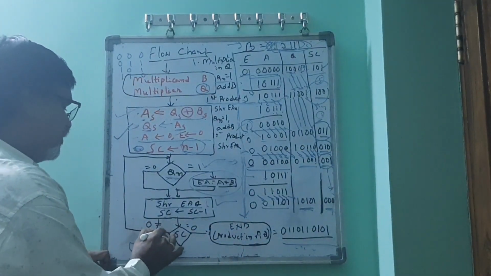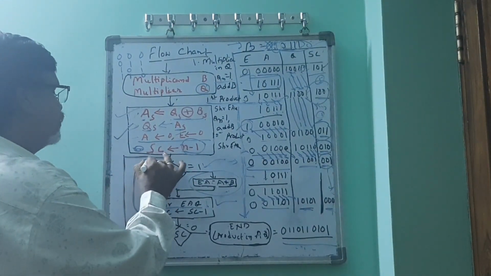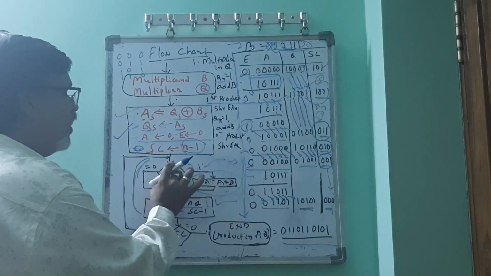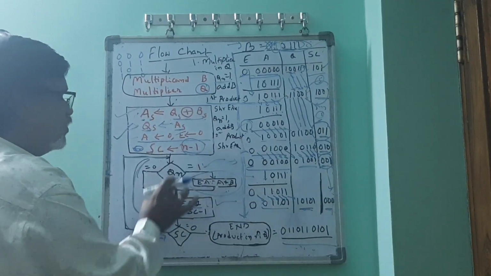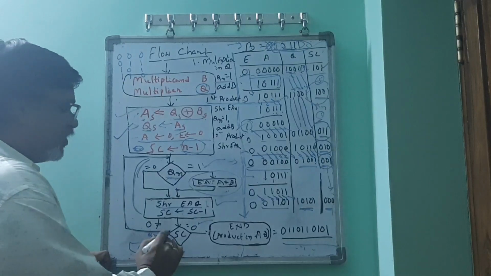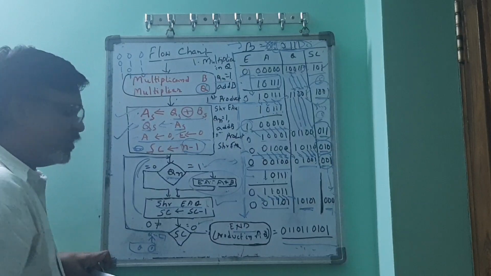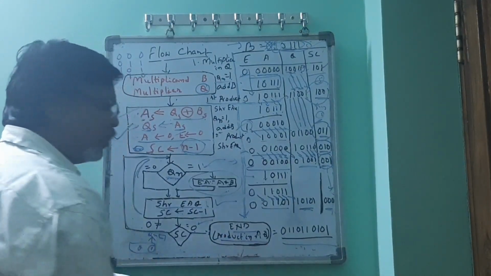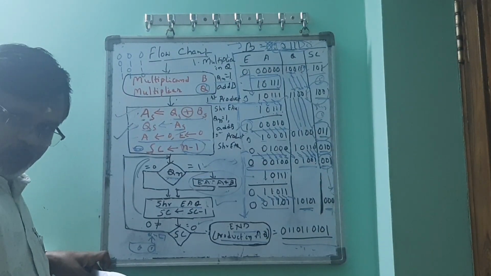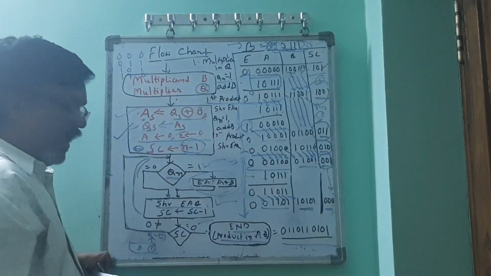So all these times the execution will go back, and from these steps, either these three steps, or sometimes based on the Qn value, this may be eliminated. These two steps will be repeated until the SC value becomes 0. So after the SC value becomes 0, we will end the process and we will display the product that is there in AQ. Okay, so this is the execution of this flowchart with the example.